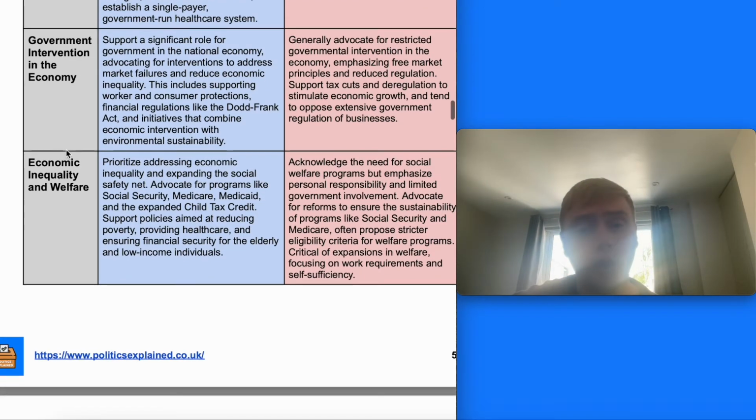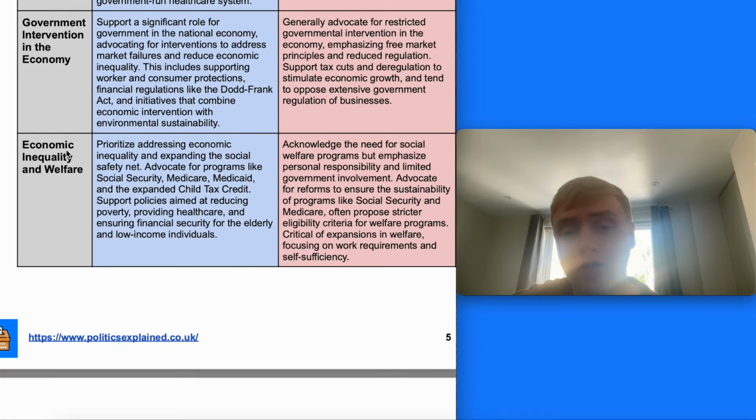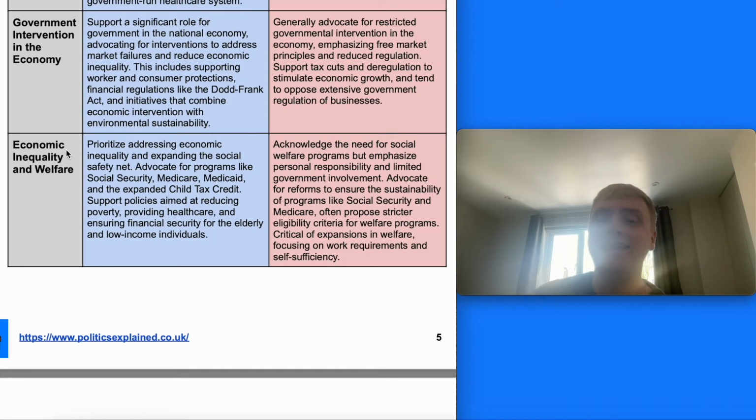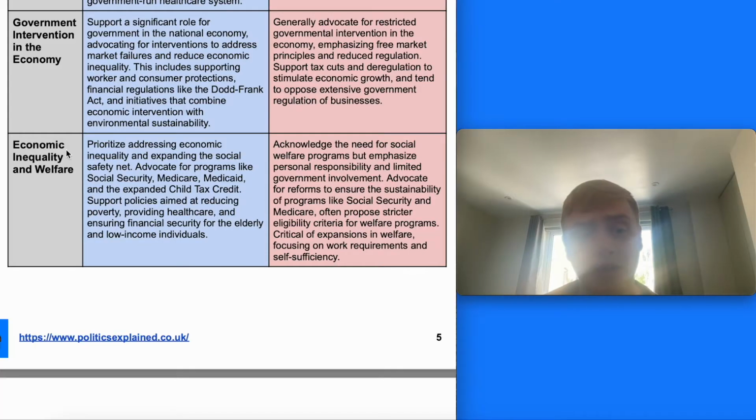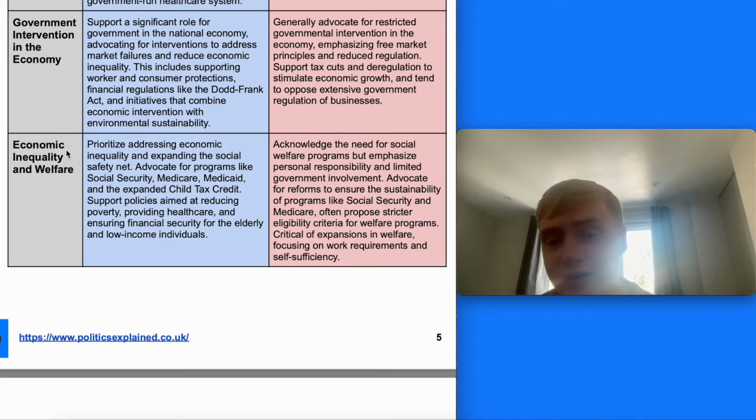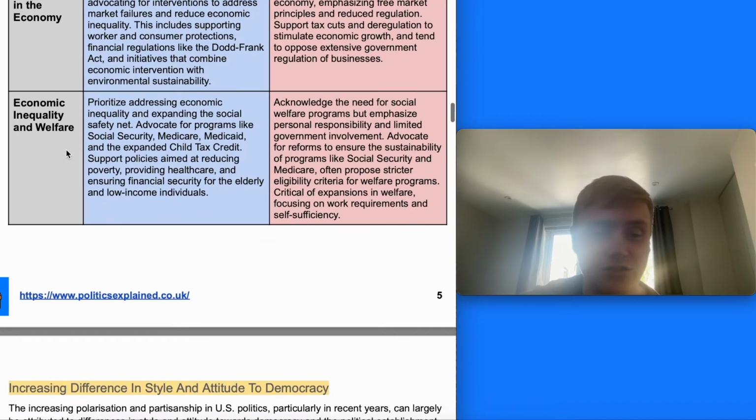On economic inequality and welfare, the Republicans acknowledge the need for social welfare programs, but emphasize personal responsibility and limited government involvement. So they advocate for reforms to ensure the sustainability of Social Security and Medicare, often proposing stricter eligibility criteria for welfare programs, and are critical of expansions in welfare. By contrast, the Democrats prioritize addressing economic inequality and having a strong social safety net through Social Security, Medicare, Medicaid, and the expanded child tax credit. So they support policies aimed at reducing poverty, providing healthcare, and ensuring financial security for the elderly, at least to much more of an extent than Republicans.